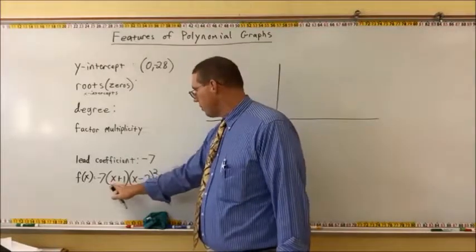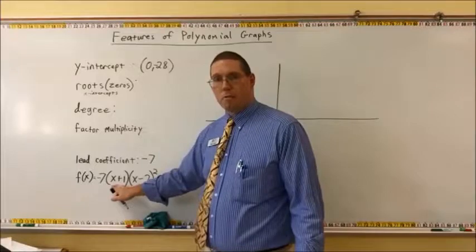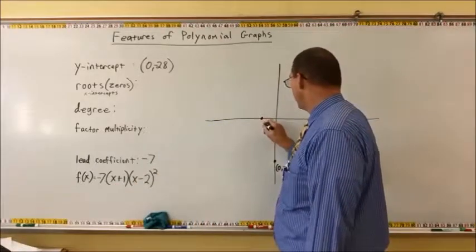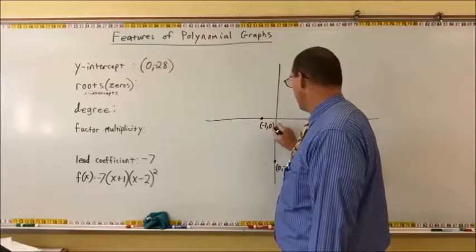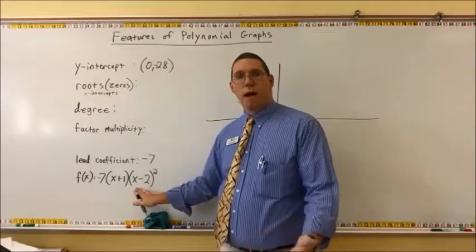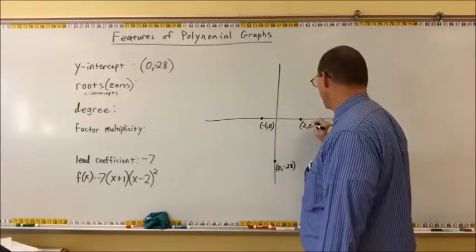Our x-intercepts, we only have two of them because we only have two factors, right? The 0 that goes with x plus 1 is -1. So we're going to put a 0 at -1 and 0. And then we got x minus 2, and the 0 that goes with that is x equals +2. So we're going to put that over here at +2 and 0.